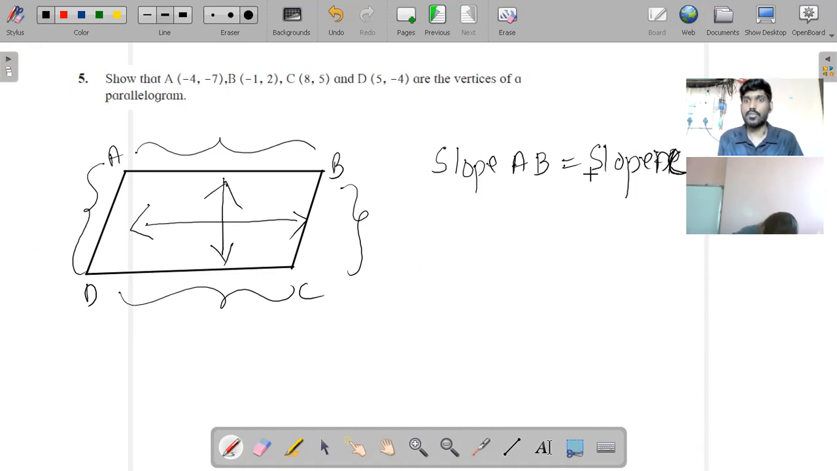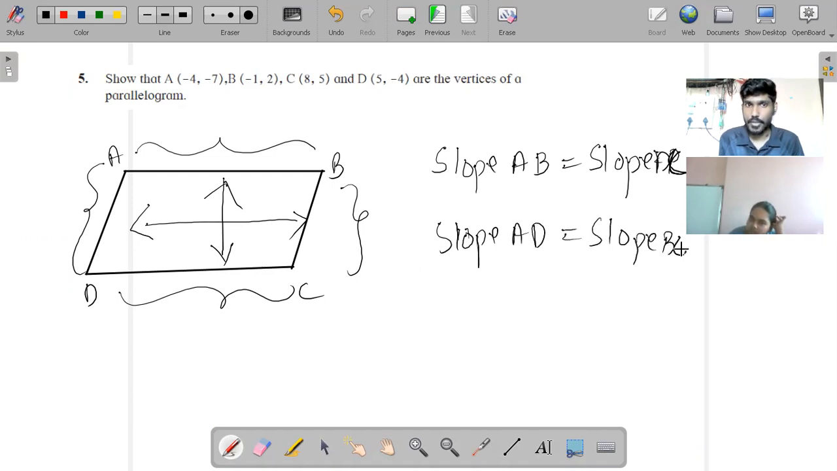When these two slopes are equal, and finally you say that slope of AD is equal to slope of BC, that means opposite sides are parallel to each other. So if this is equal, then you can directly conclude that ABCD is a parallelogram. Is it clear what has to be done in this sum? Yes.